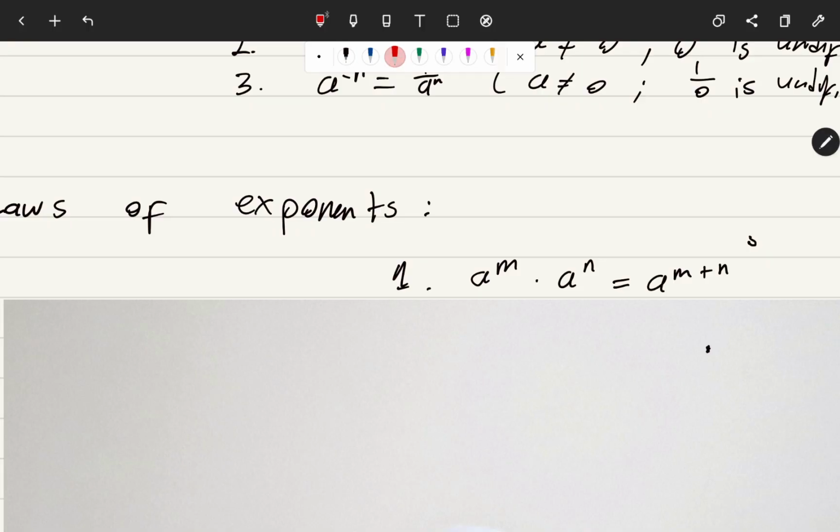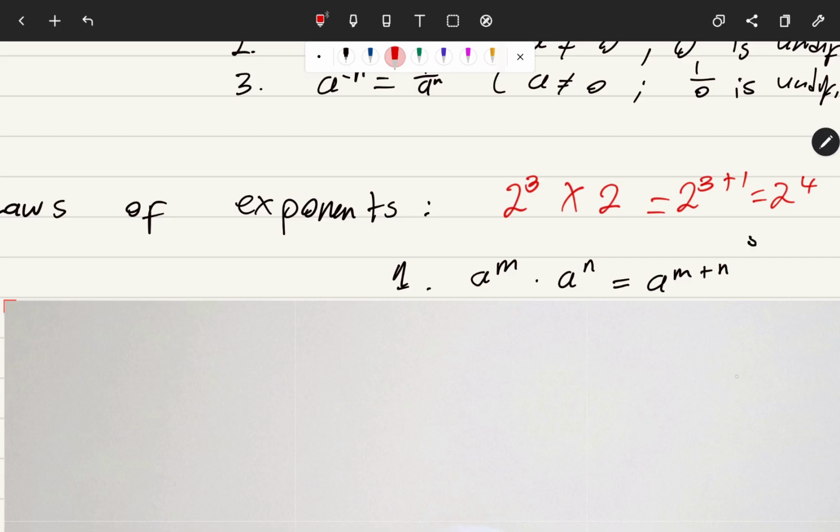Just to make an example, I can have 2 to the power of 3, multiplied by, say, 2 to the power of 1. So I know the answer to that is going to be 2 to the power of 3 plus 1, which is 2 to the power of 4. And you can either press the calculator, but it will be nice if you know this by heart. All right. So that's basically what the first law of exponents is saying.